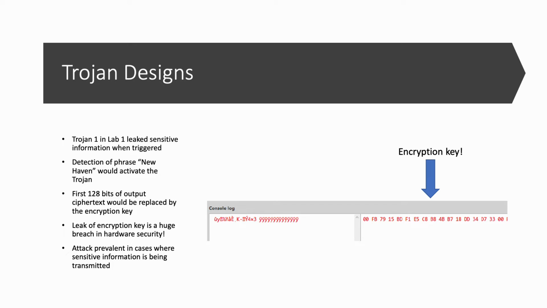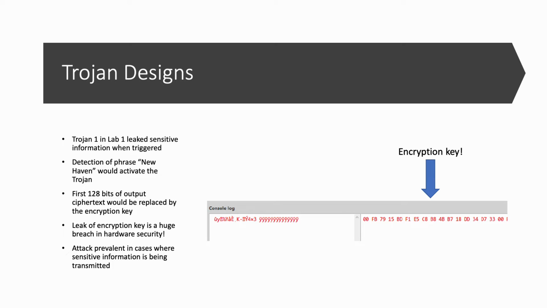Now let's go over the circuit designs that were observed during the lab section of this course. The first Trojan in Lab 1 was a Trojan that would leak sensitive information when it's triggered. The detection phrase of New Haven was used to activate the hardware Trojan. When the detection phrase was part of the input, New Haven would be replaced by the encryption key that the sender used to encrypt the message.